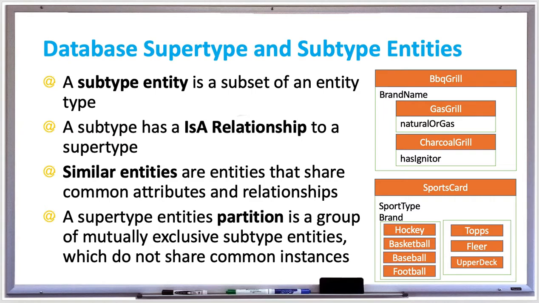In the diagram on the bottom, we have a class called sports card, and sports card has 2 partitions, the sports type and the brand. Hockey, basketball, baseball, and football partition sports card type. Sports card type is the partition attribute, and another partition on the card is the brand, such as Topps, Fleer, or Upper Deck.